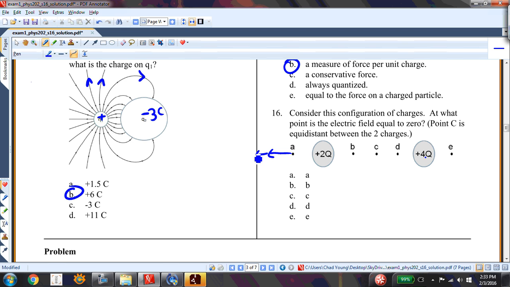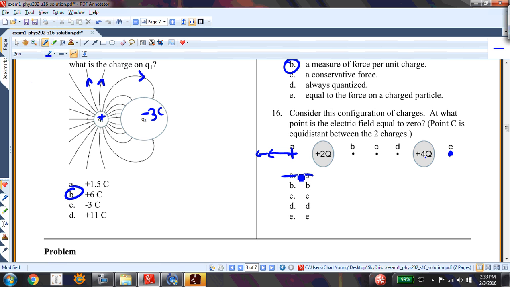Remember, I said force, I mean electric field. I'm imagining that I have a positive test particle there, and I ask myself, what is the direction of the force that that positive test particle feels due to those other charges? And then that will tell me what is the direction of the electric field.